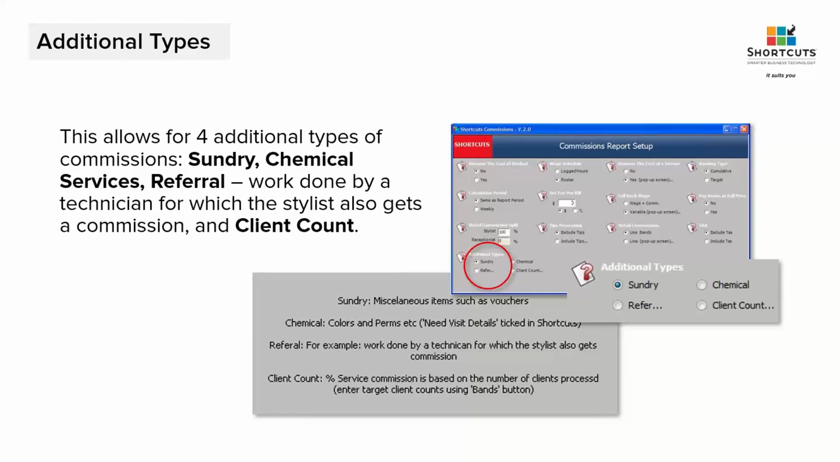So remember, in standard Shortcuts commissions, a service, regardless of the type of service, would receive just that flat percentage. In this way, you can actually tell Shortcuts I have two different types of services, technical and non-technical. So that's one way you can set up an additional type of commission for your reports.